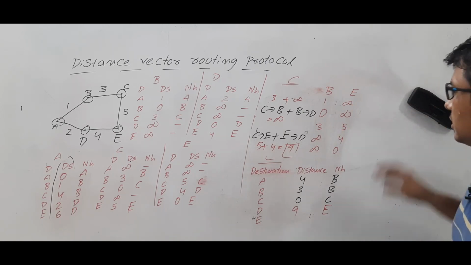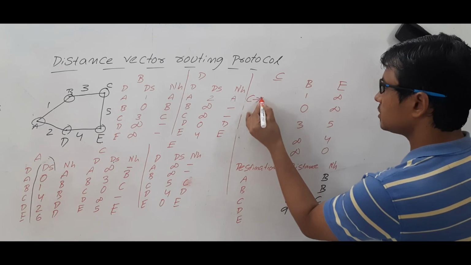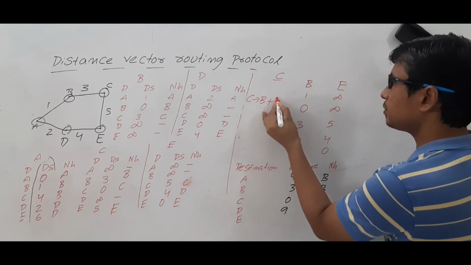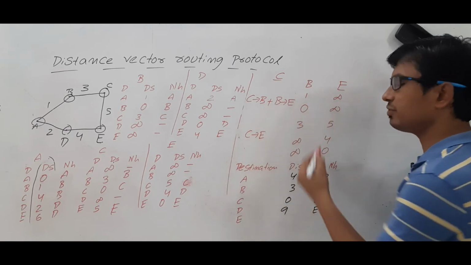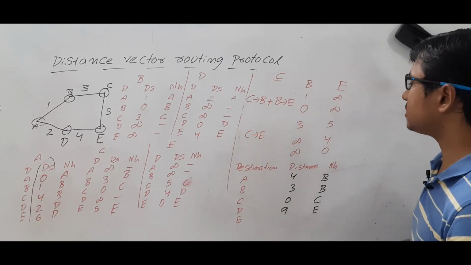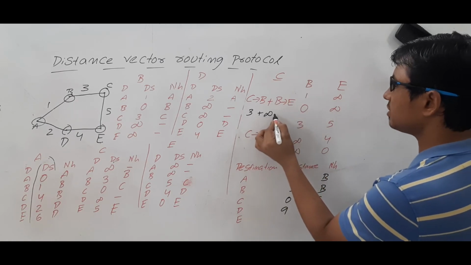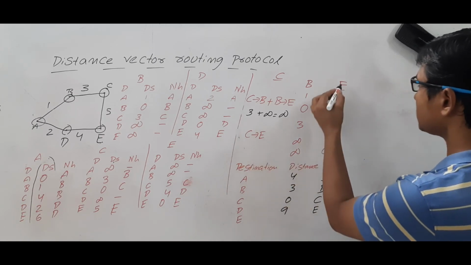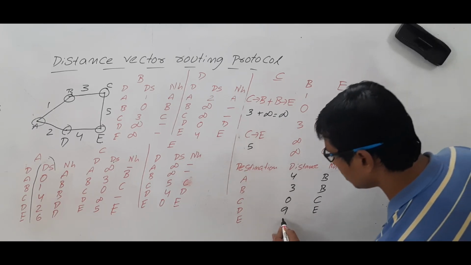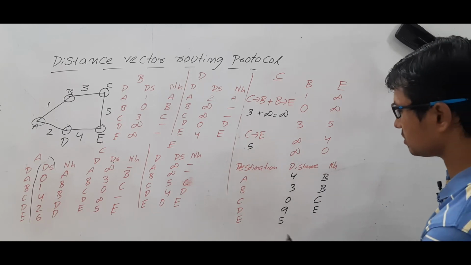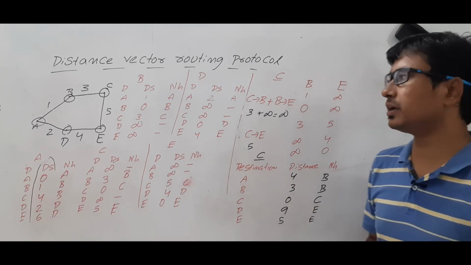And C to E, how will you get it? C to E distance can be found in two ways. Via B: I find C to B and then B to E, and compute the addition. Or C to E directly with the help of E. Then I check which one is the minimum. C to B is B to C, which is 3, and B to E is infinity, so 3 plus infinity is infinity. Then C to E is E to C, which is 5. Between 5 and infinity, 5 is smaller, so C to E distance is 5 and the next hop is E. This is the way we compute C's updated routing table.